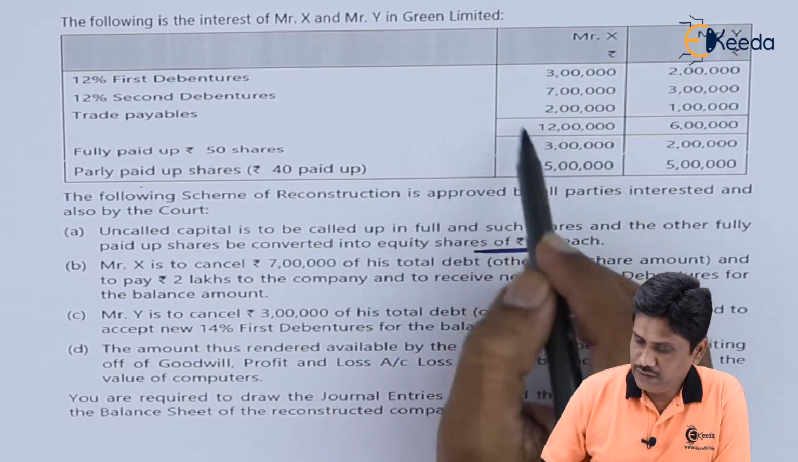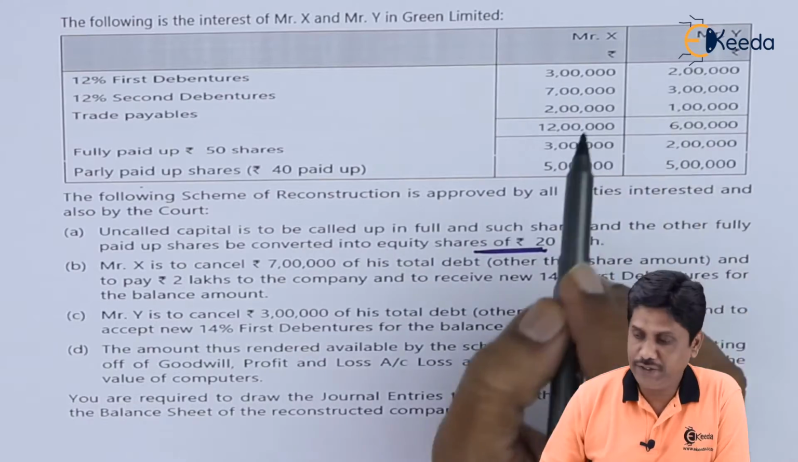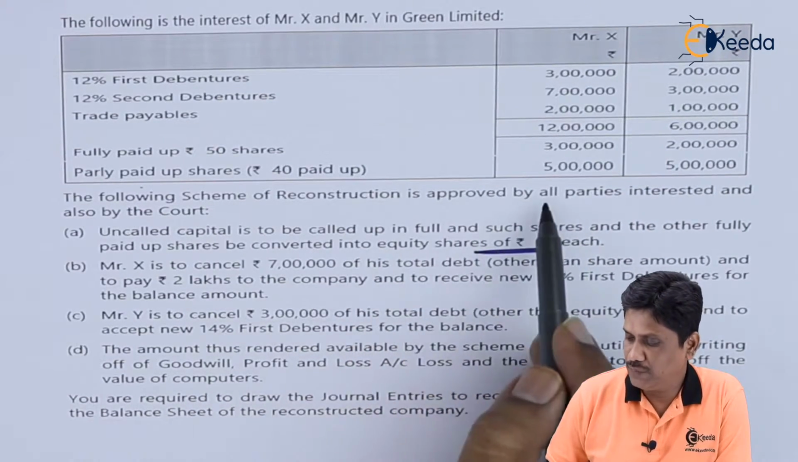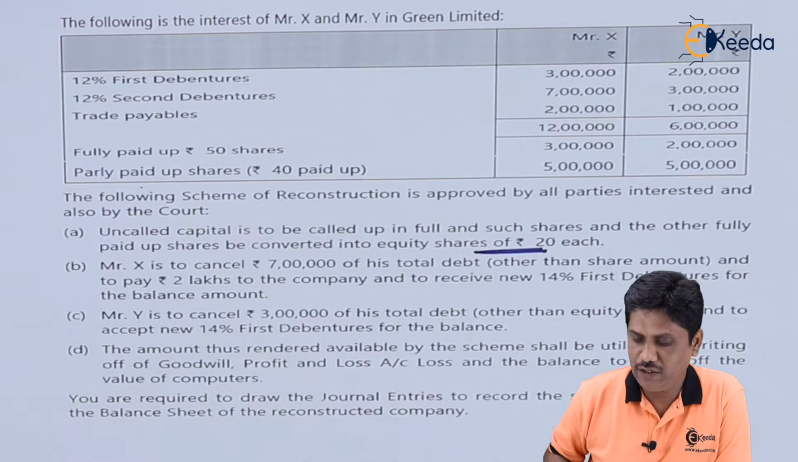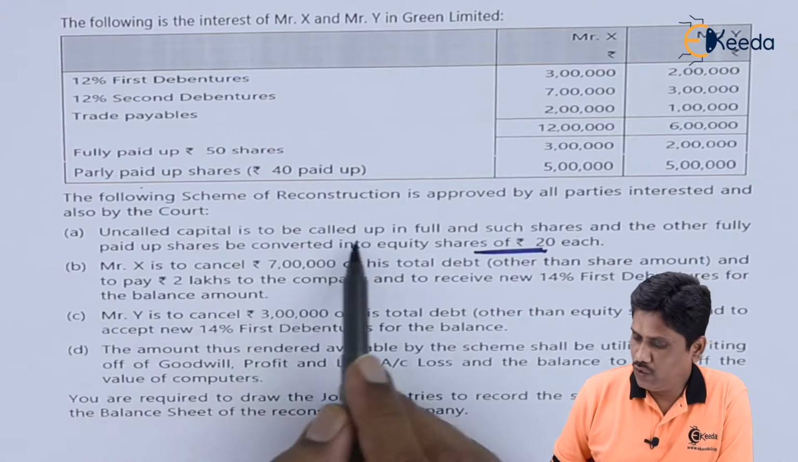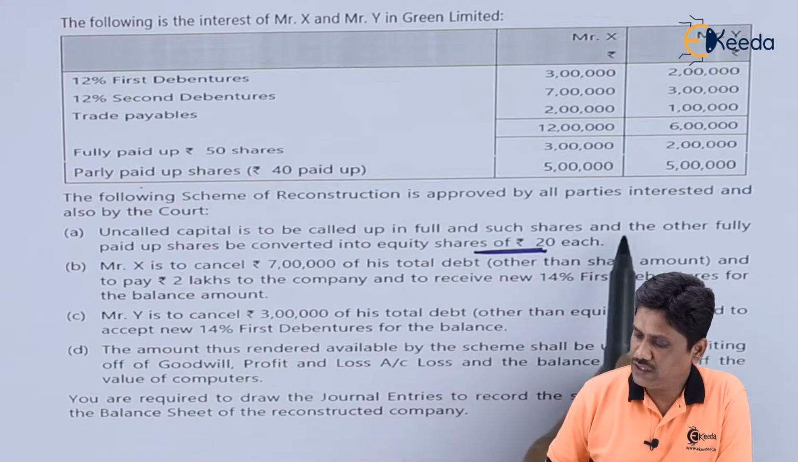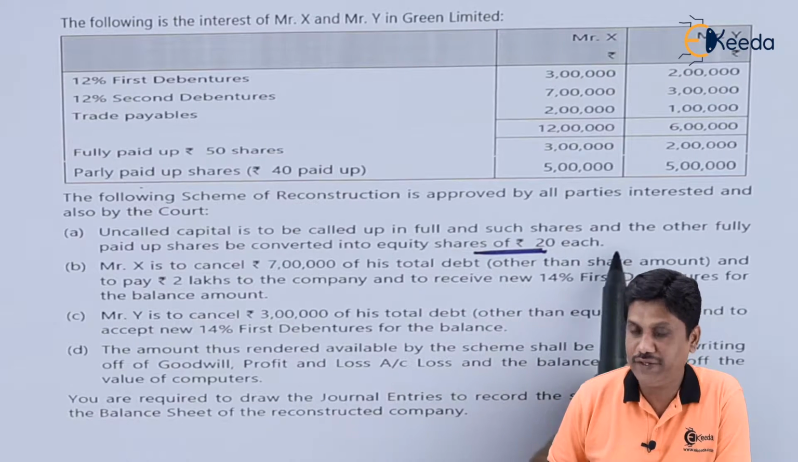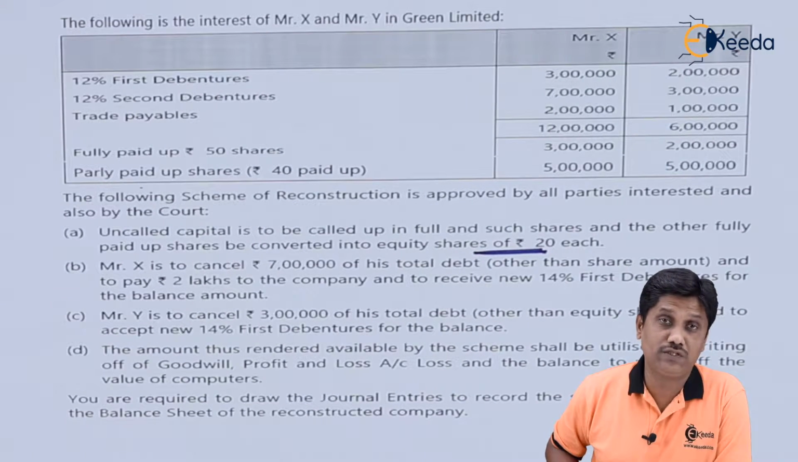In this, firstly, they have given you claims of these two parties, X and Y. That's fine. The following scheme of reconstruction is approved by all parties interested and also by the court. Uncalled capital is to be called up in full and such shares and other fully paid up shares are converted into equity shares of 20 each. That is, they are reduced to rupees 20 each. That means they have sacrificed 30 rupees which will be transferred to capital reduction. So let us pass the entry firstly for making a call. Second is for receiving the call.